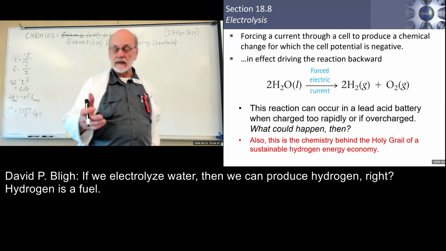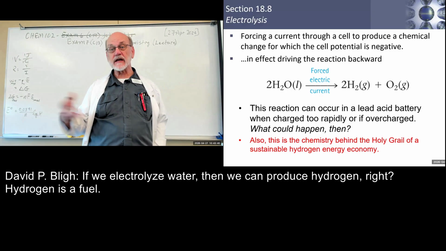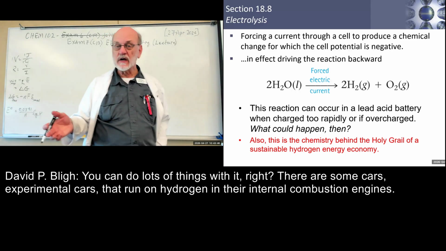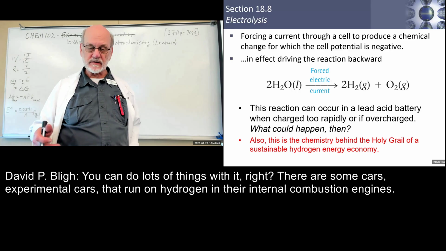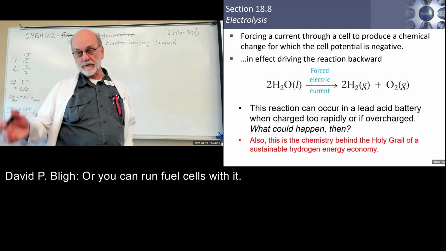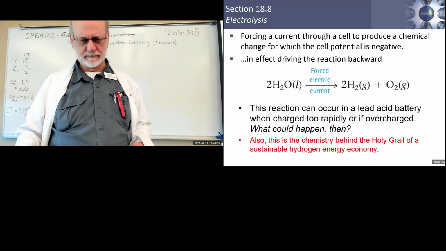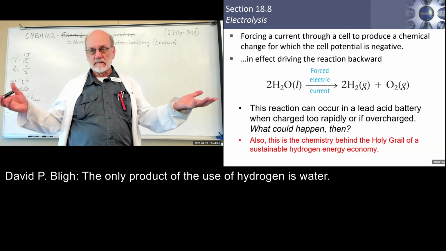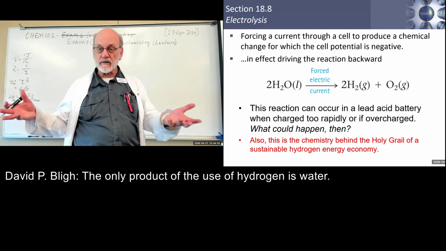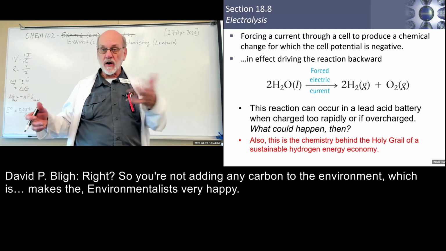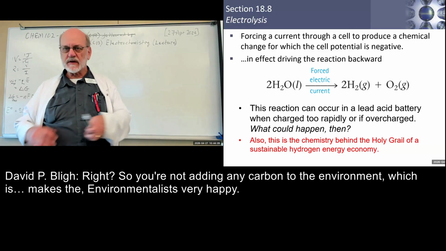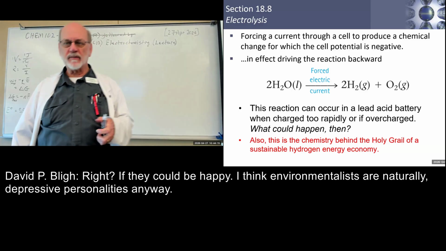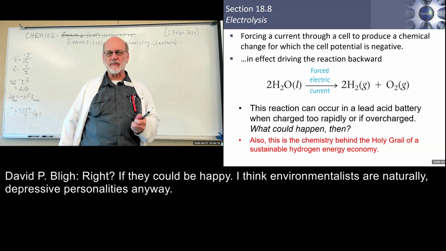If we electrolyze water, then we can produce hydrogen, right? Hydrogen is a fuel. You can do lots of things with it, right? There are some cars, experimental cars, that run on hydrogen in their internal combustion engines. Or you can run fuel cells with it. And the nice thing about it is the only product of the use of hydrogen is water, right? So you're not adding any carbon to the environment, which makes the environmentalists very happy, right? If they could be happy. I think environmentalists are naturally depressive personalities anyway.